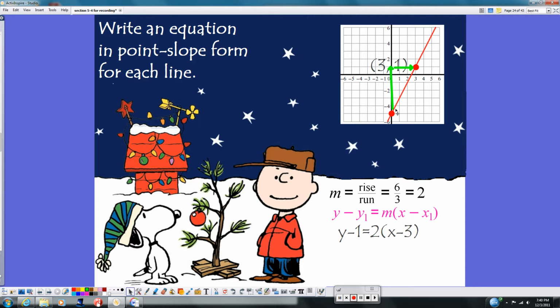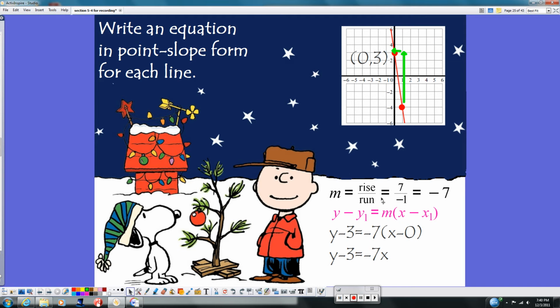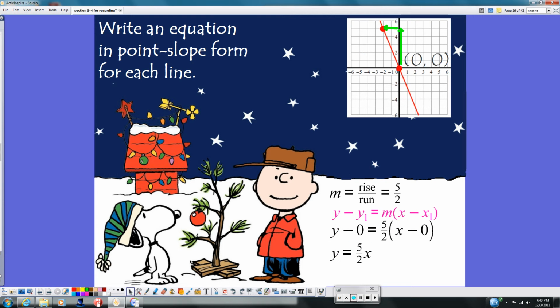This one, I again chose to use my rise over run, so I counted, and my slope was up 6 and over 3, so that simplifies to 2. And the point that I chose to use was 3, 1, so y minus 1 equals 2 times the quantity x minus 3. Another one, my rise over run was negative 7, up 7 and to the left 1. Y minus 3 equals negative 7 times x minus 0, or more simply, y minus 3 equals negative 7x.